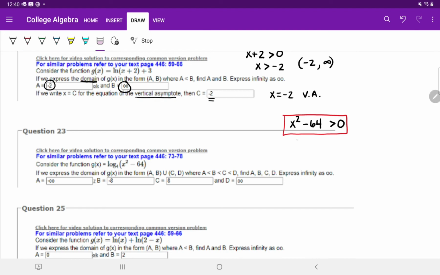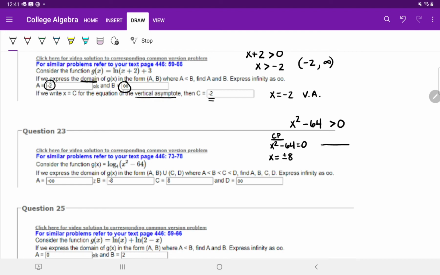So that was last chapter. You've already taken your quiz over this material, or you're at least working on your quiz over that material right now. But see, those skills are coming back, and we're reusing them in this new unit. So here's how we do this. First, we have to find our critical points. So we set x squared minus 64 equal to 0, and we solve for x. Well, that's going to give us x equals plus or minus 8. So we have two critical points, positive 8 and negative 8.